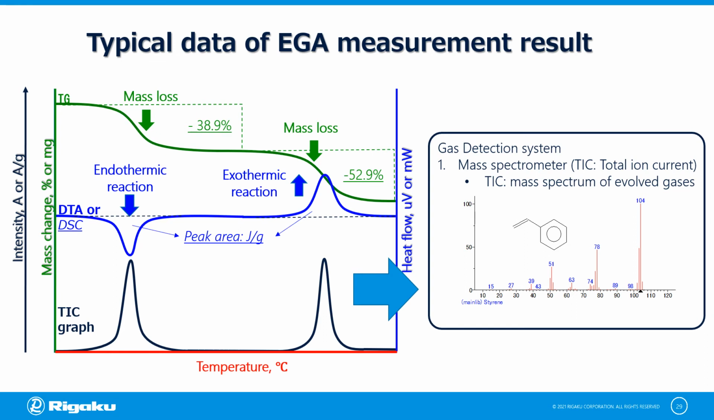If the gas detector is an MS system, the total ion current or TIC curve is the sum of evolved gases detected as ions with relative abundances plotted against time or temperature. We can extract the mass spectrum at each temperature and compare it with a database library for identification.